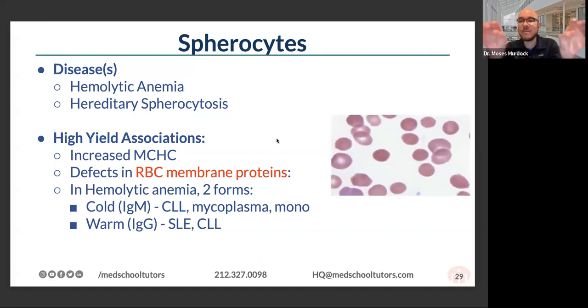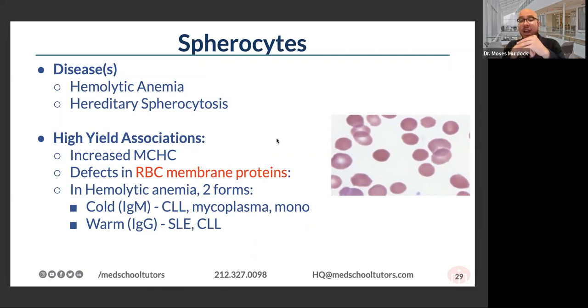pathology at the cell membrane. So for instance, an autoimmune hemolytic anemia. And if you look at the bottom of the slide, there's cold versions of this. In other words, IgM, pentameric immunoglobulin mediated, such as in CLL, in mycoplasma, or in EBV mononucleosis, or warm hemolytic and autoimmune hemolytic anemias, such as can be found in CLL and in lupus. Notice that CLL could lead to either one. It's not a big deal.